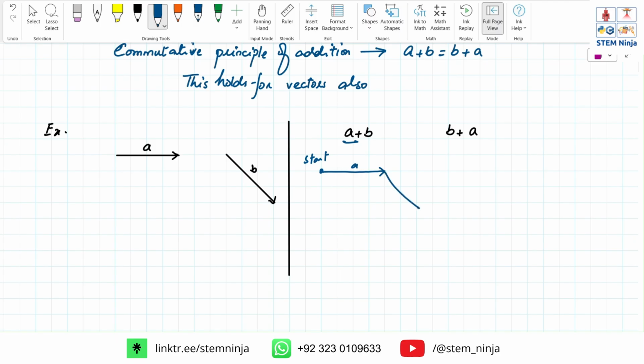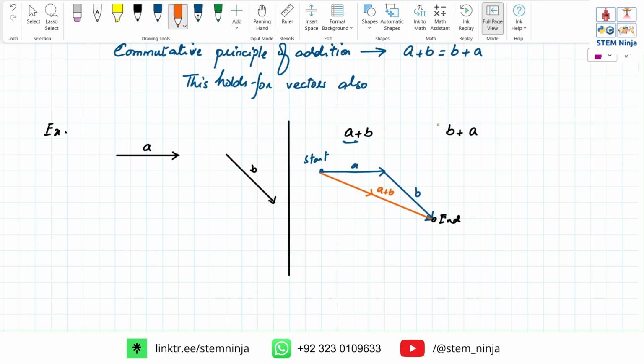Right, so this is your B. Now, if you notice what the final displacement is, or how the sum would actually look like, this would be the case, A plus B. And this would be the finish line or the end of this endpoint.